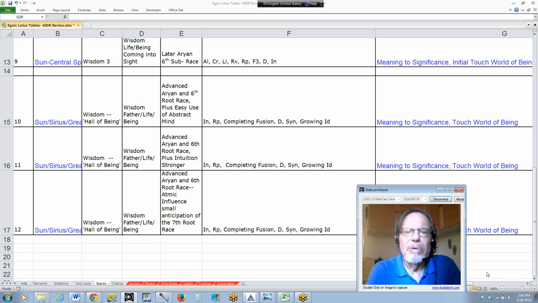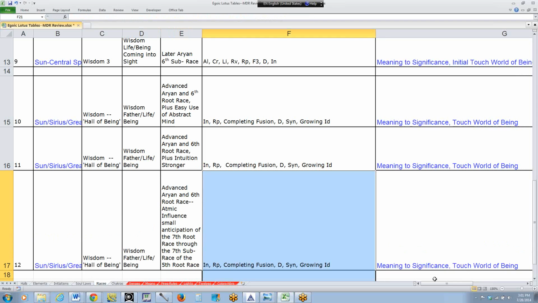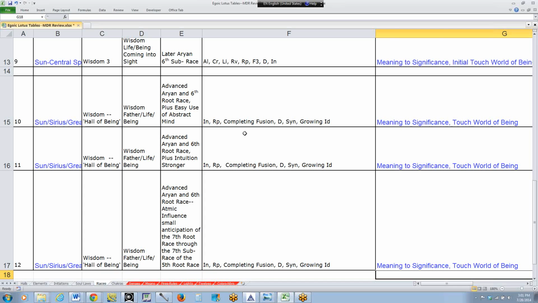So people like ourselves, we are in the advanced Aryan stage, and we're in the 6th sub-race stage. And maybe the seventh sub-race stage will tell us something about the will. Anticipation of the seventh root race through the seventh sub-race of the fifth root race. But the minute the intuition really begins to function, we're already into that which will be strongly developed in the sixth root race.